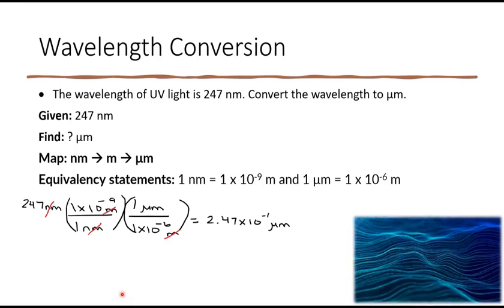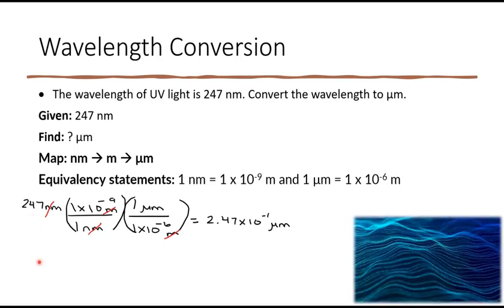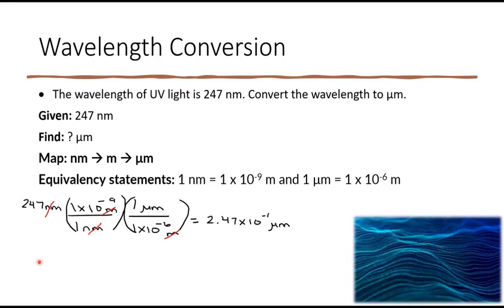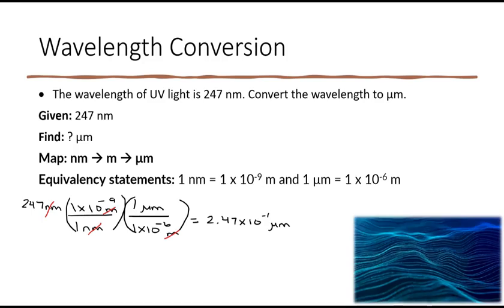The prefix multiplier conversions are exact quantities. Therefore, our given value is going to limit us to 3 significant figures because we're multiplying and dividing and it has the least number of sig figs.